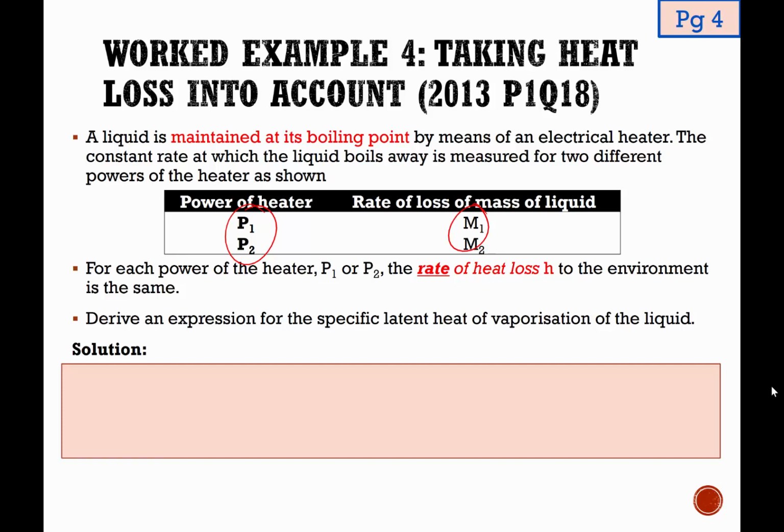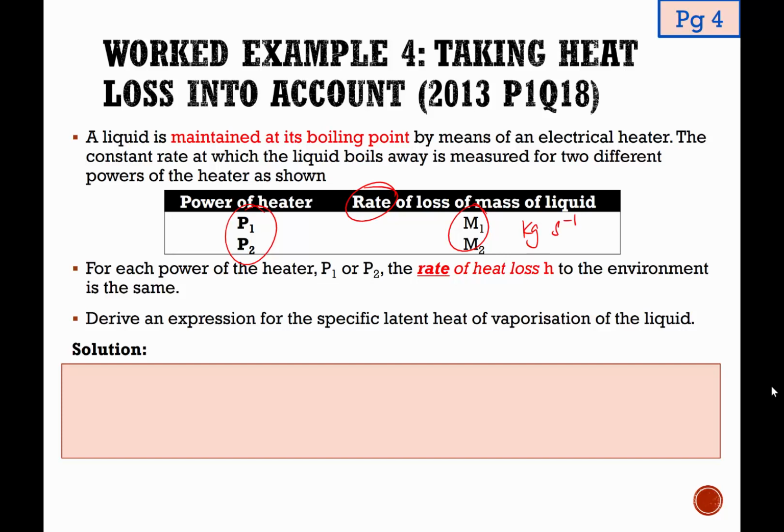Something for you to take note, in this case capital M1 and capital M2 are not referring to the mass of the liquid per se, but they are referring to the rate of loss of mass of liquid. So essentially, the unit of M1 and M2 is not kg, it is something like kg per unit time, per second, because it represents the rate of loss of mass of liquid. So obviously, the higher the power, there will be a greater loss of mass of liquid.